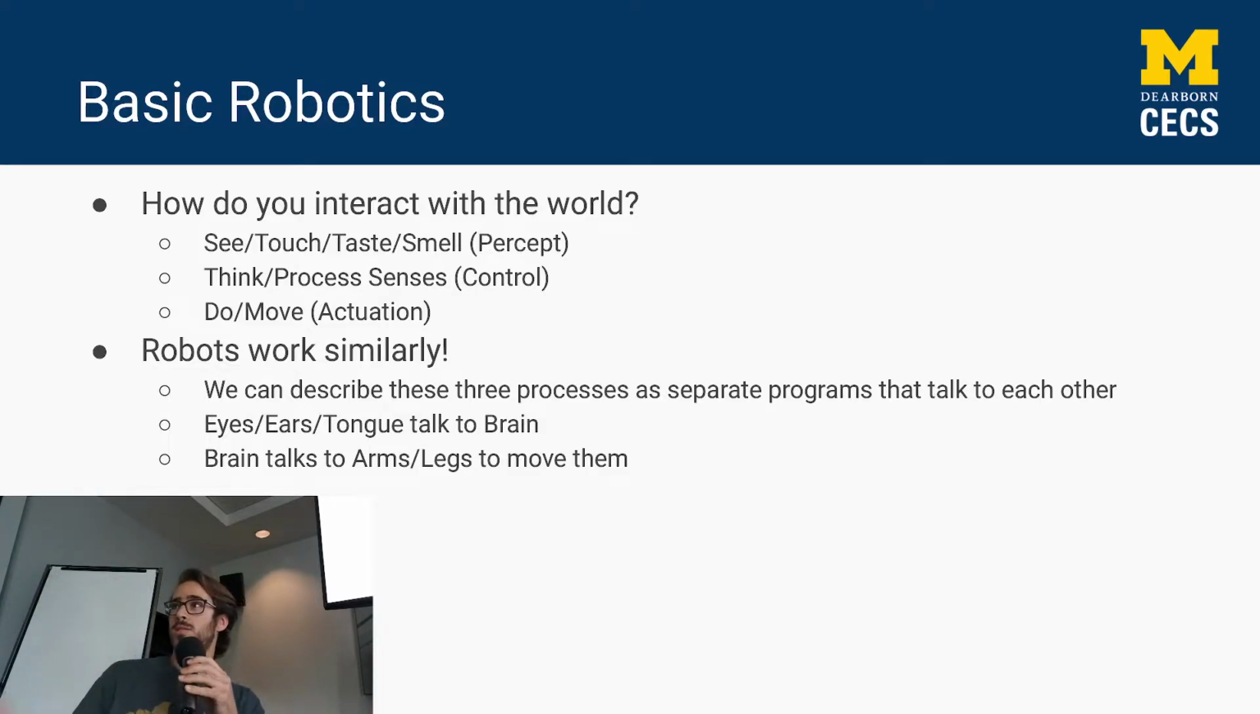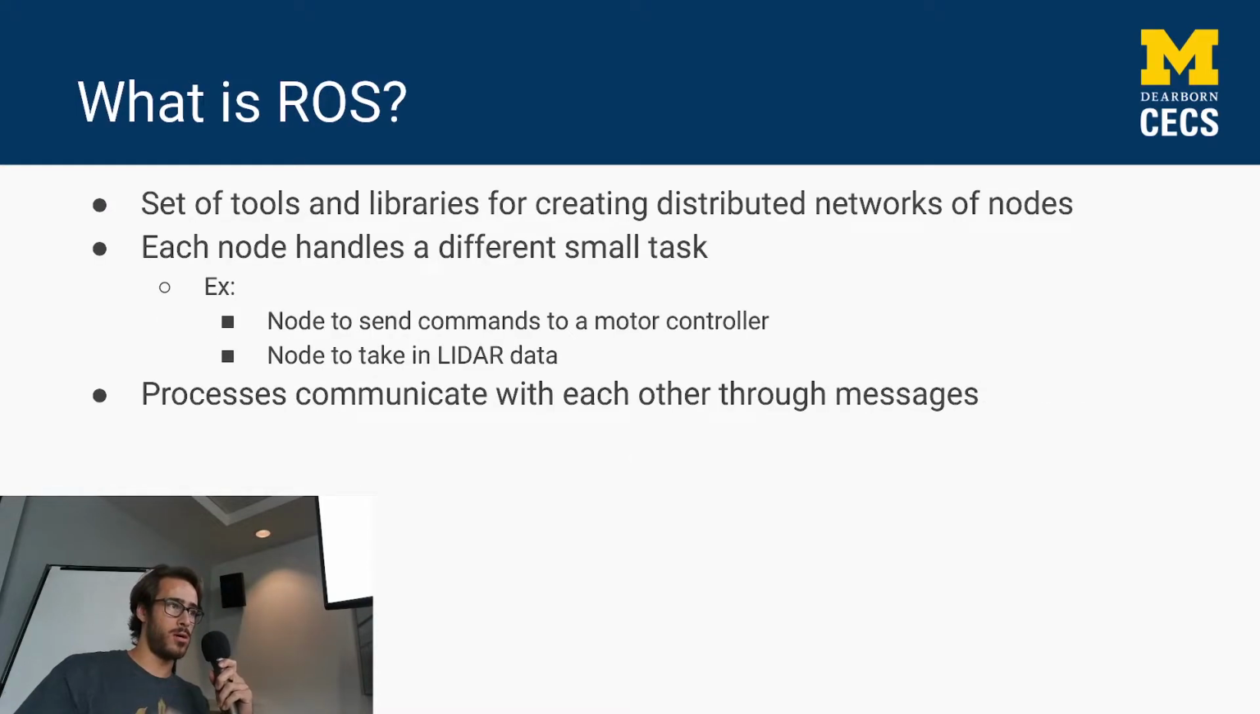We can think of robots similarly. For example, we could have a program that would specifically take in data and then send that data to another program that would process that data in some way. Finally, that program would send it to another program that could then actuate, say, wheels or a pneumatic arm or something. So this is the basics of how ROS2 works.